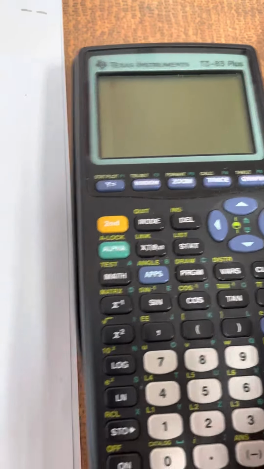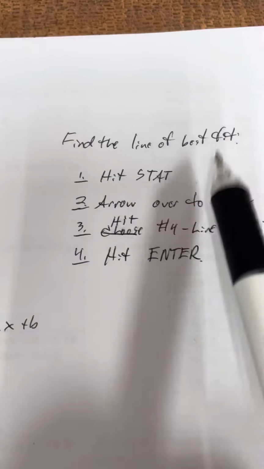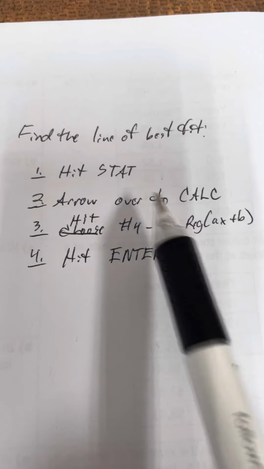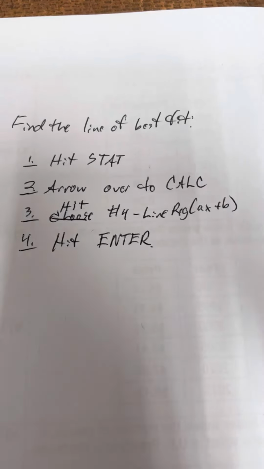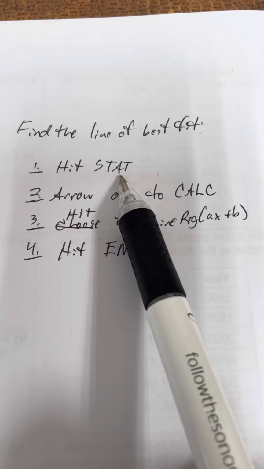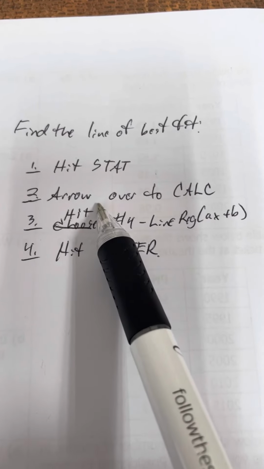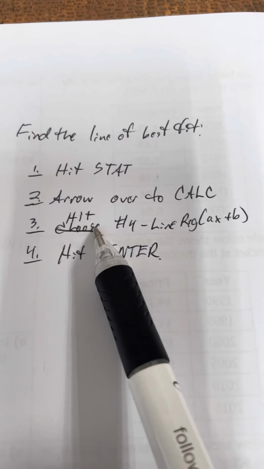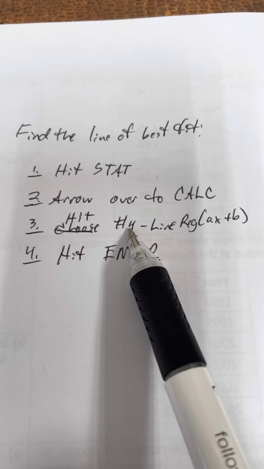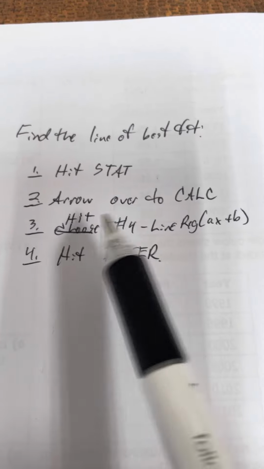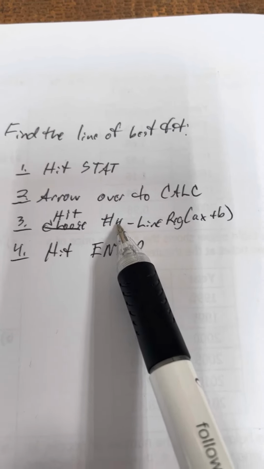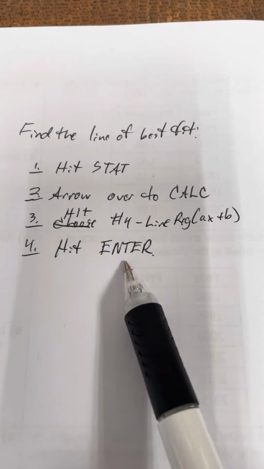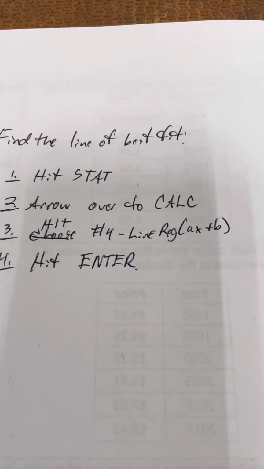If you have one, use it. And then to find the line of best fit, you're going to hit stat, arrow over to calc, and then hit number 4. Don't go down for number 4, for some reason on my calculator, if I hit just the number 4, it will take me to that, and then hit enter, and it does everything as it should.